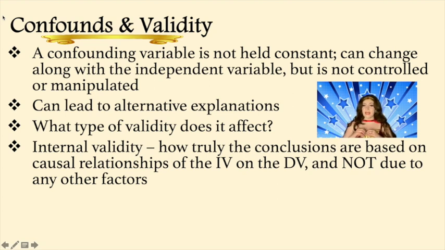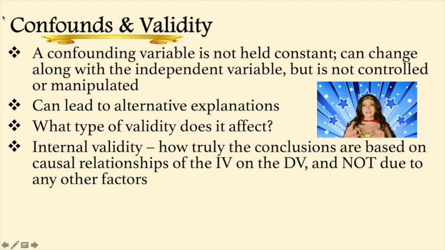Internal validity tells us how truly the conclusions are based on causal relationships of the independent variable on the dependent variable, and not due to any other factors. So if those windows, if the lighting, if the atmosphere of the actual room had a significant effect on the dependent variable, on the people's mood, then it would be called a confounding variable or a third variable, because the causal relationship that we are seeing was not due only to the exercise, right? It was not only based on the manipulation of the independent variable, but it was based on this other third thing that we did not manipulate and we did not control for.